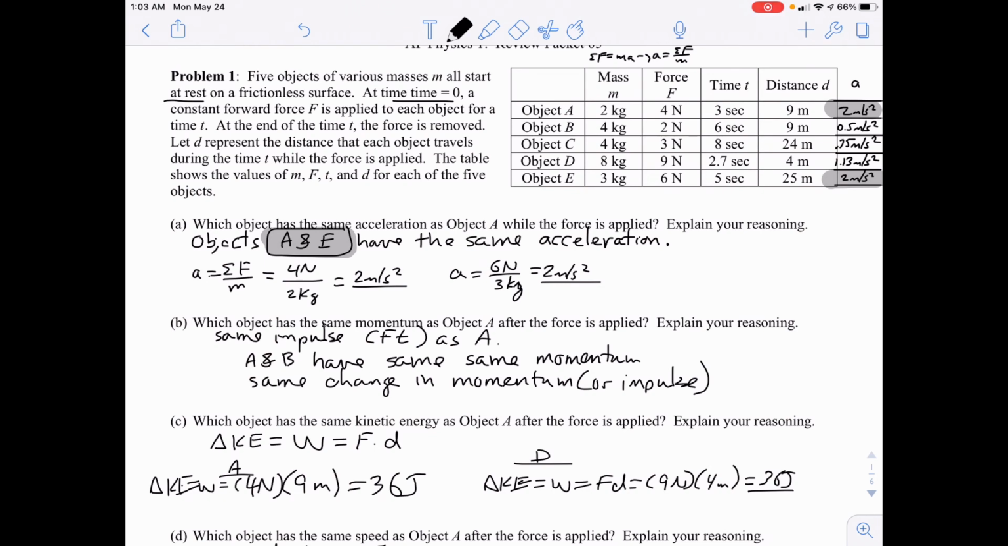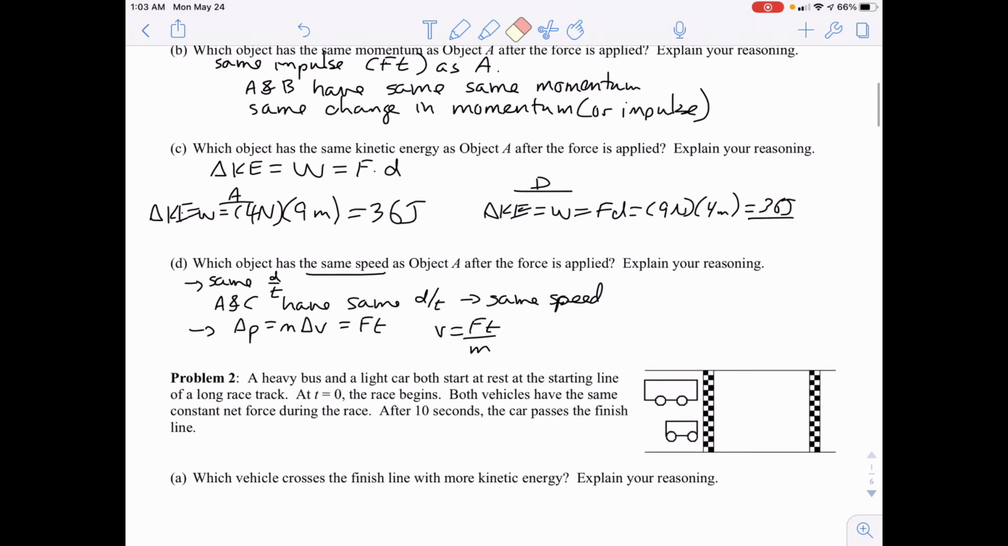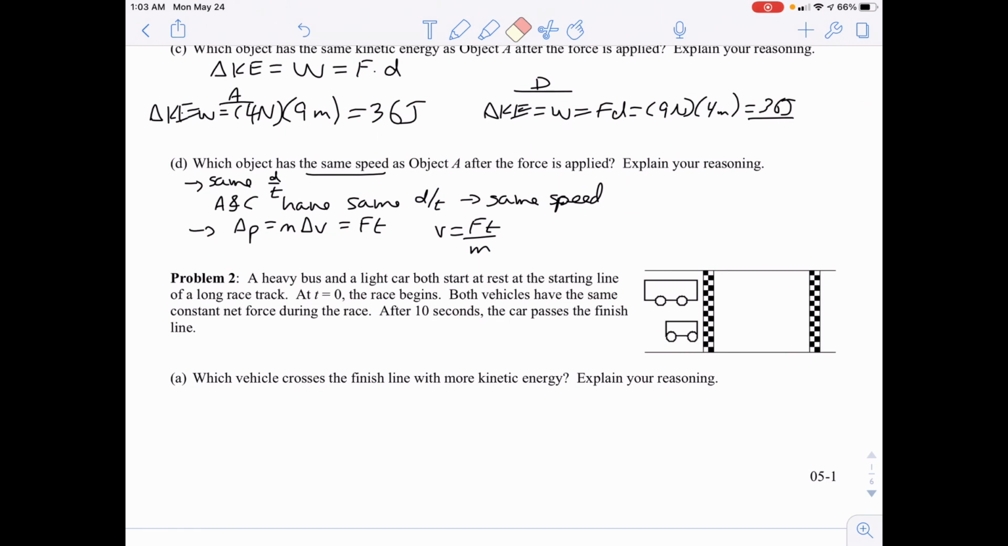So essentially we could look at force times time divided by the mass, and we see that A and C, if we go 3 times 4, we get 12, divided by 2, we get 6. Same thing with letter C, object C. 8 times 3 is 24, divided by 4, again, we get 6 meters per second. So we have a couple ways we can figure out which object has the same speed as object A.